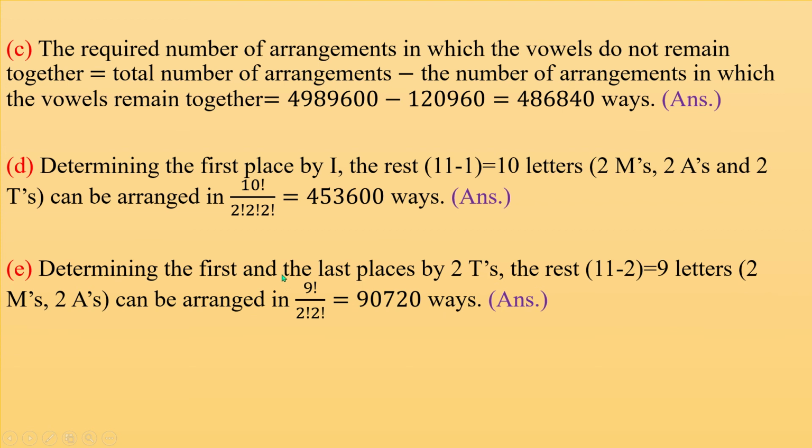Now E number: determine the arrangements with the first and the last places fixed by 2 T's. The rest will be 11 minus 2, which equals 9 letters, in which there are 2 M's and 2 A's, because T is fixed in the first place and last place. Clear everyone? Therefore the required number of arrangements will be 9 factorial divided by 2 factorial into 2 factorial. This equals 90720. This is the required answer. Clear everyone?